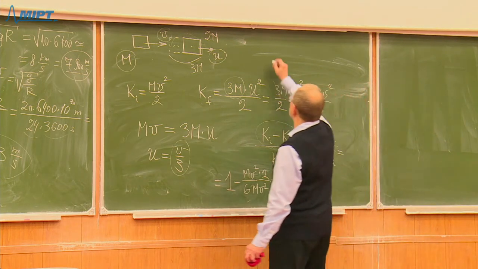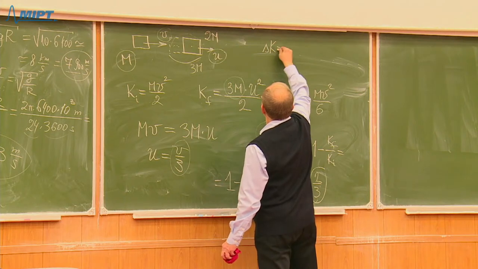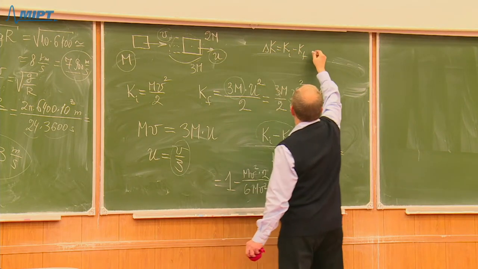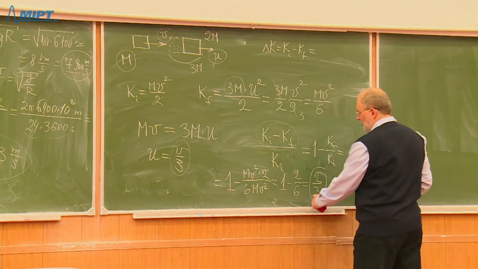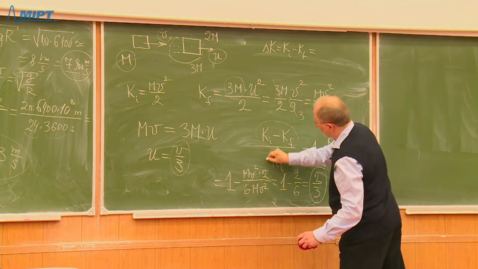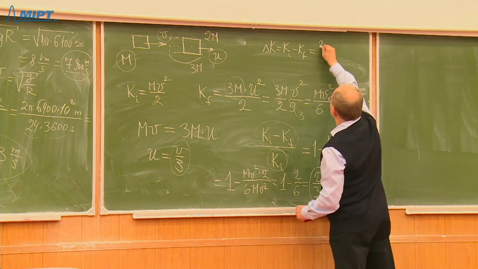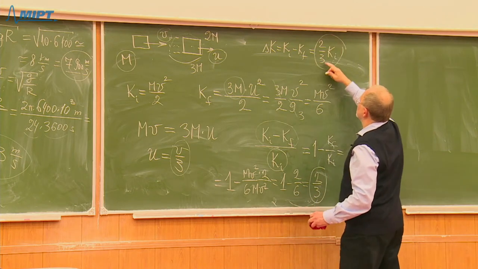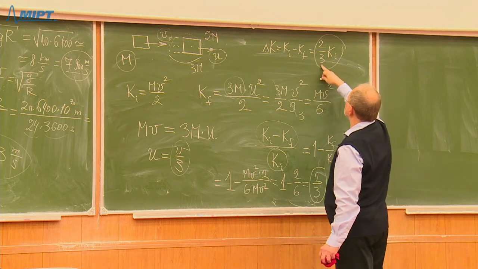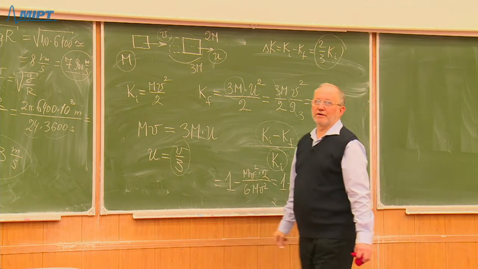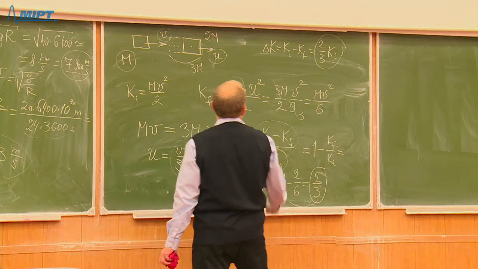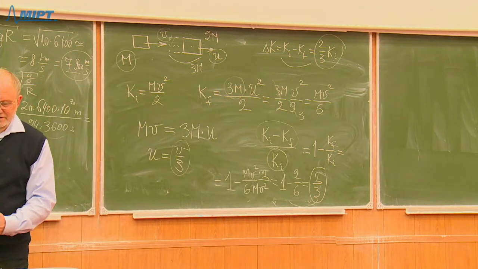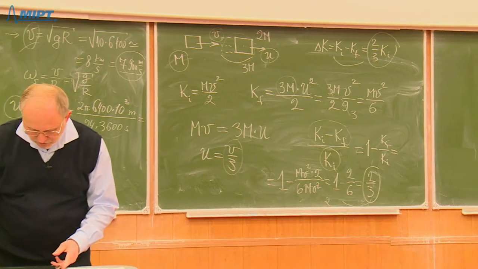In other words, the lost kinetic energy, which is K initial minus K final, initial is larger than final, will be which part of the initial kinetic energy, which part of K, will be 2/3 of initial kinetic energy. That is the answer. Which part of initial kinetic energy is lost? 2/3 of initial kinetic energy is lost. That is the lost amount of energy. That is the correct answer to the last problem.